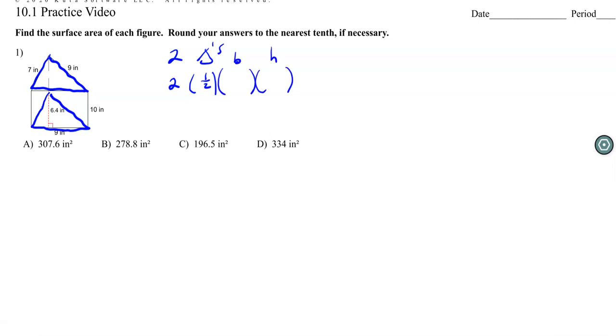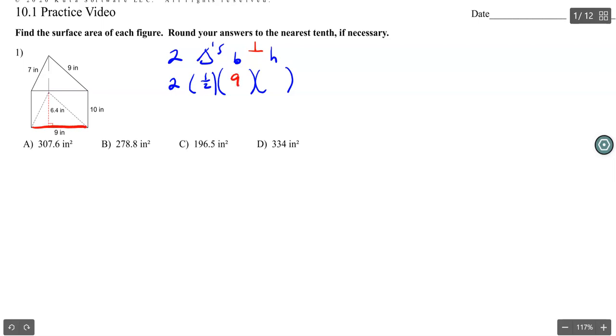Looking at my triangles over here, let me get rid of this to make it a little easier to see. The base and height have to be perpendicular to each other. They have to meet at 90 degrees. So the base for the triangle I'm going to use is 9. And the height for the triangle is right here, that dotted line, which is 6.4. So that's going to give me my top and my bottom, or the ceiling and the floor.